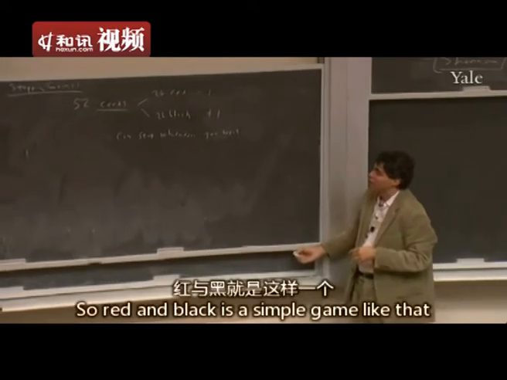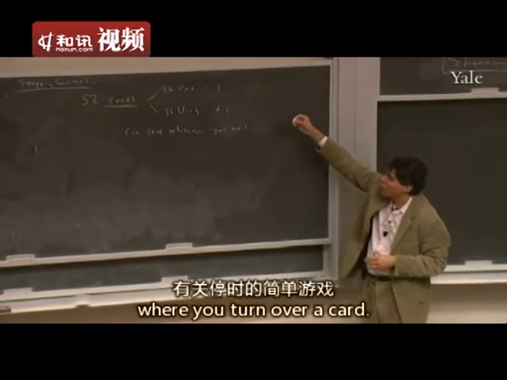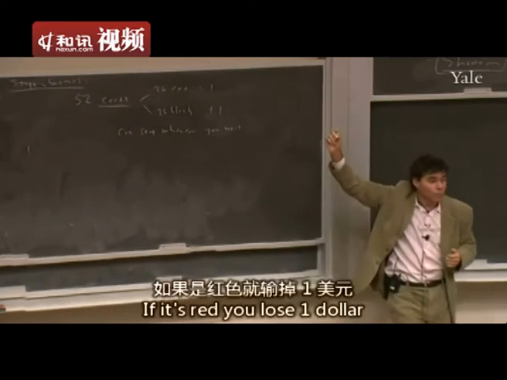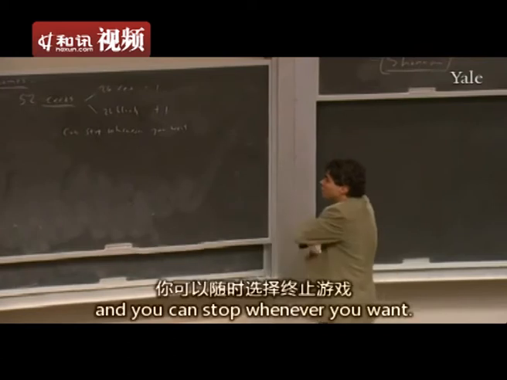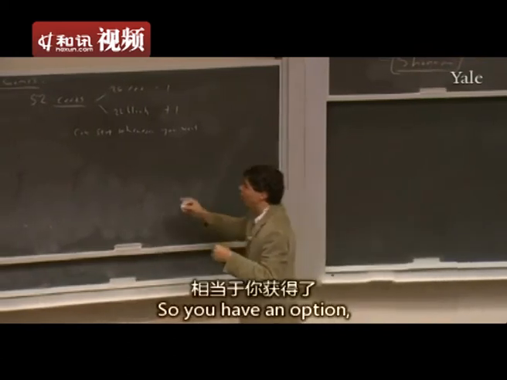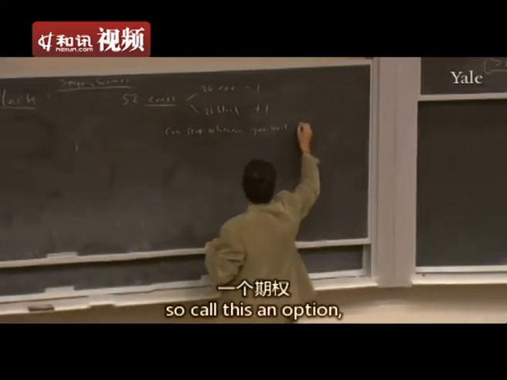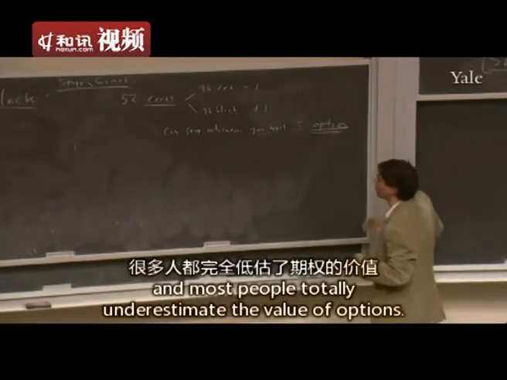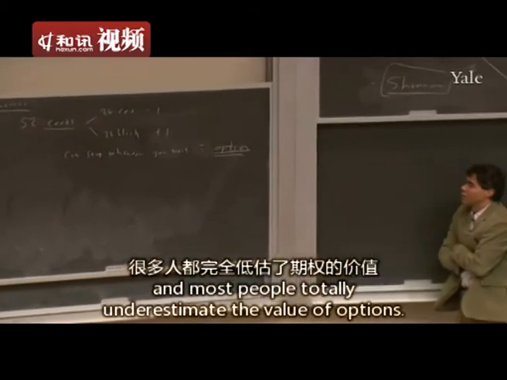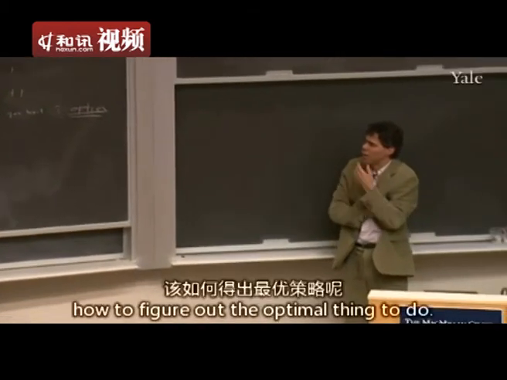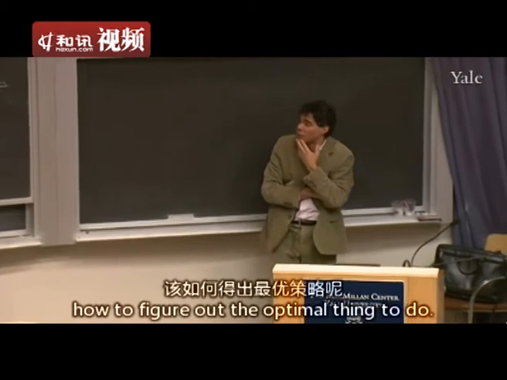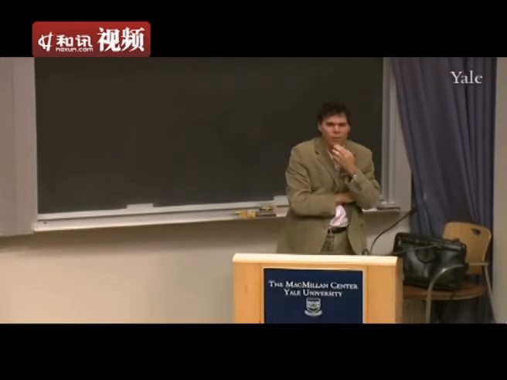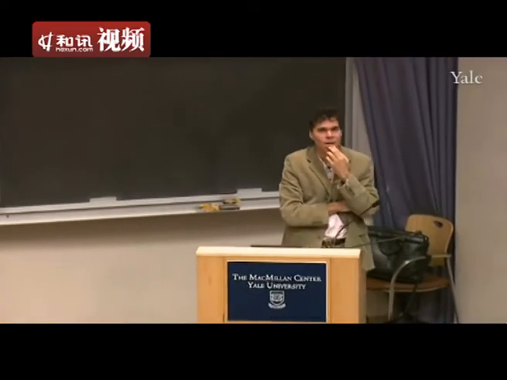So red and black is a simple game like that where you turn over a card. If it's black, you win $1. If it's red, you lose $1. And you can stop whenever you want, so you have an option. And most people totally underestimate the value of options. So let's figure out the optimal thing to do. What would you do in this game? Would you play if I gave you the chance? I think we did this on the very first day.